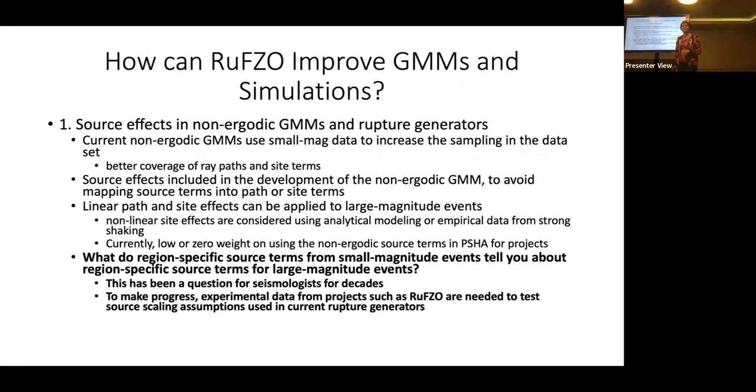So how can RuFZO improve ground motion models and also our simulations? A number of ways. Let's talk very briefly first about the source. Currently, when we're working on these non-ergodic or path and site-specific ground motion models, we're using small magnitude data so that we can essentially improve the sampling of ground motions. We get a lot better coverage of our ray paths and our site terms. And we can also learn more about the source in those small magnitude data.